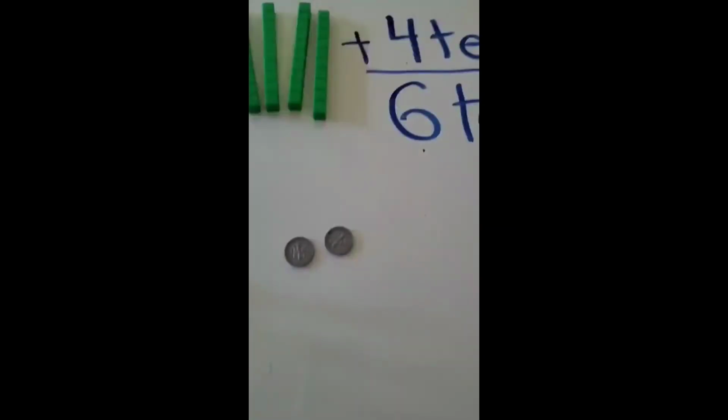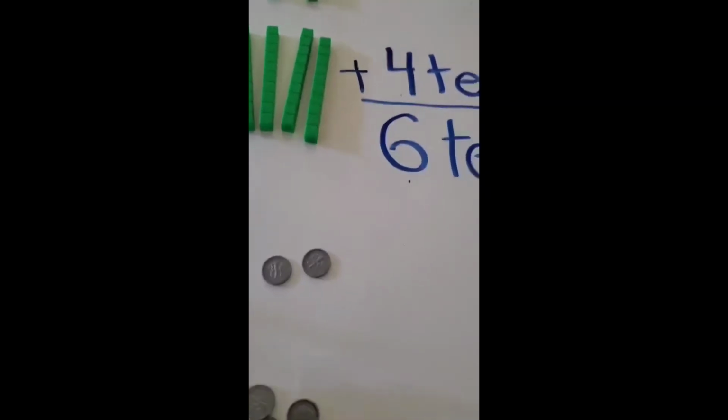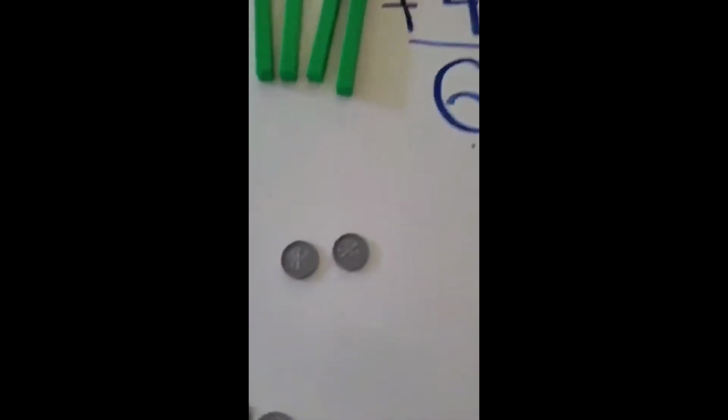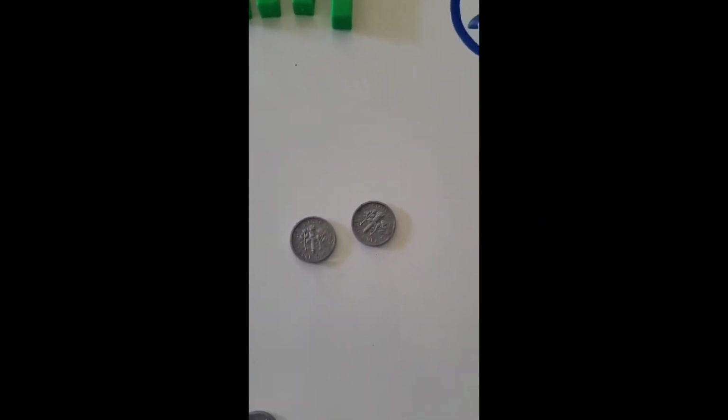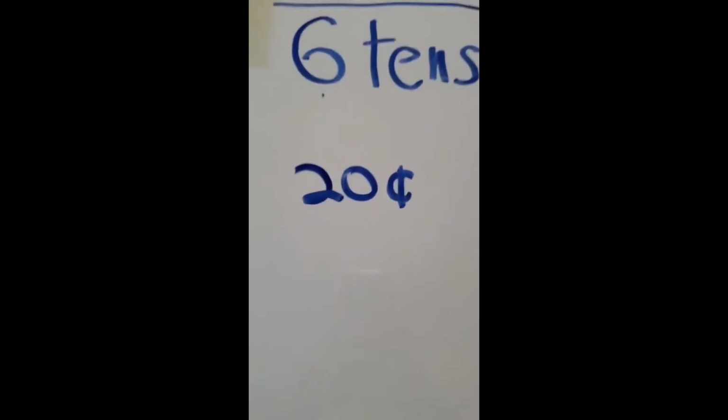So, now I'm going to bring out the dimes here, okay? Remember how we counted dimes? So I'm going to get out, so here I have 2 dimes. How much is that in cents? 2 dimes. You're right. It is 20 cents.